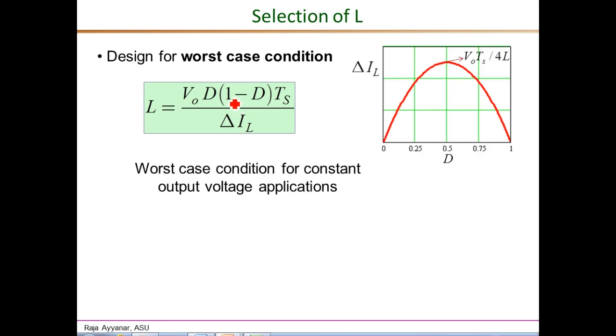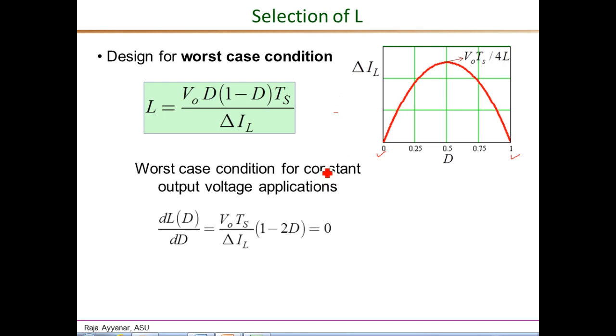Now, if you look at the plot of delta IL versus D, we see that for both D equals 0 and D equals 1, delta IL is exactly equal to 0, and the maximum value of delta IL is obtained when D equals 0.5. So when D is 0.5, D times 1 minus D is 0.25 or 1/4. That's what gives this expression for the maximum value of delta IL. So we should substitute D equals 0.5 in this expression as the worst case condition.